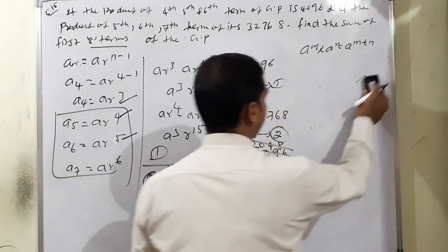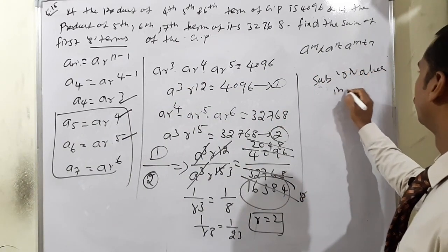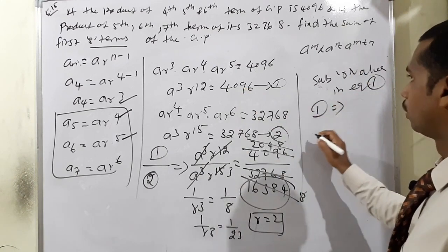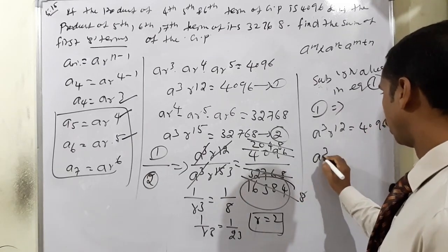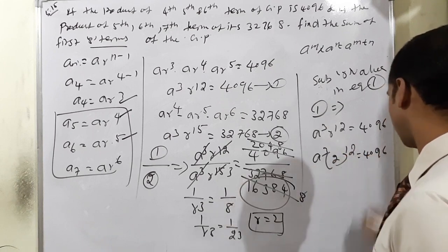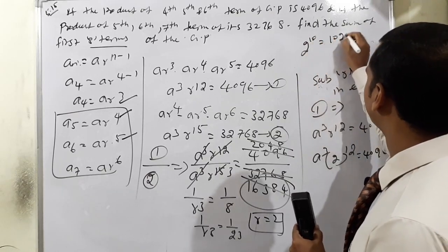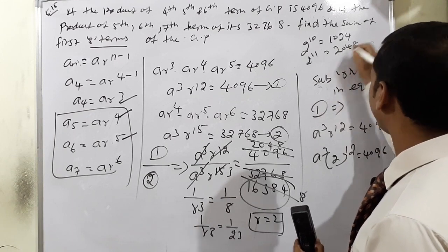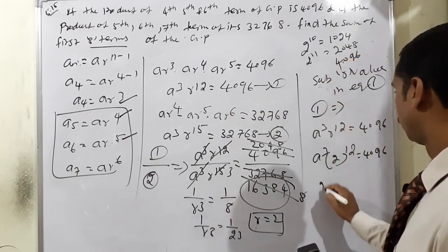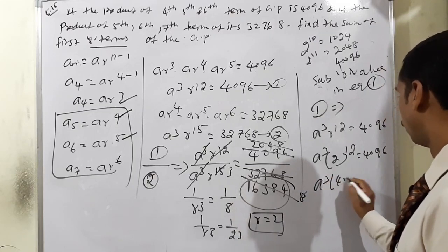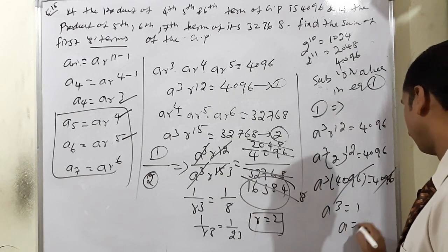After getting the r value, substitute in any one equation. Substitute the r value in equation 1. What is equation number 1? a cube into r to the power 12 is equal to 4096. Therefore, a cube 2 power 12 is equal to 4096. Now 2 power 12, we already know 2 power 10 means 1024, 2 power 11 means 2048, definitely 2 power 12 means 4096. So a cube into 4096 is equal to 4096. So 4096, 4096 cancel, means a cube is equal to 1, so definitely the a value is also 1.